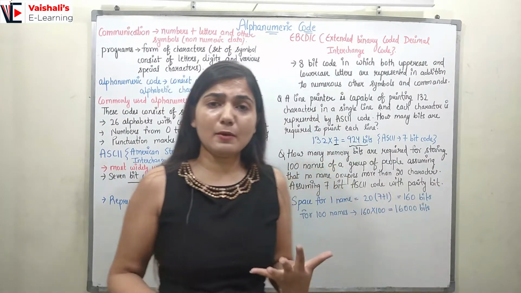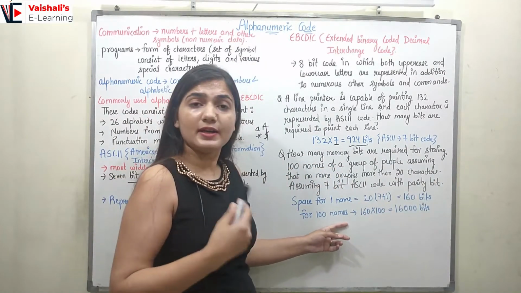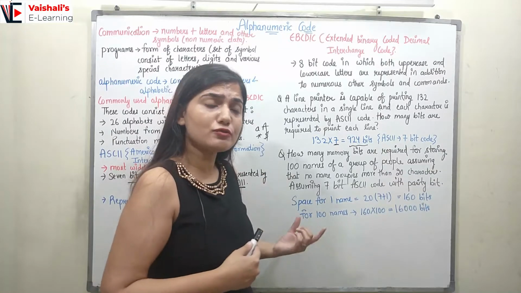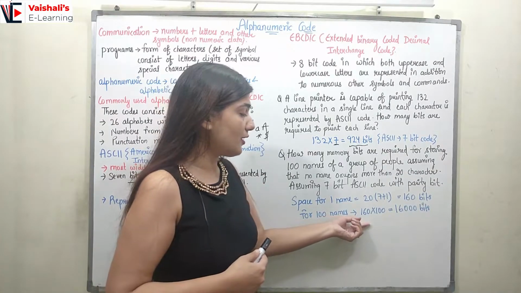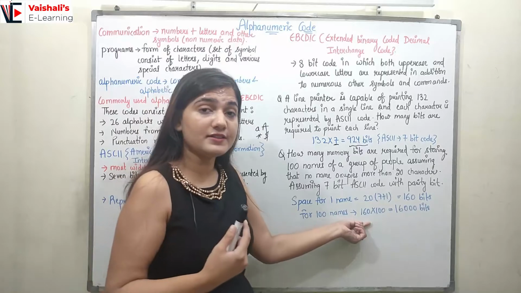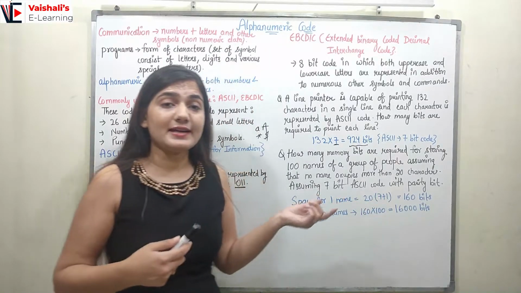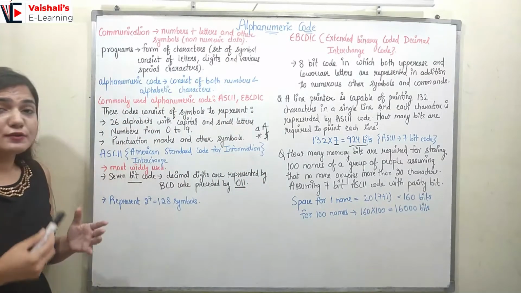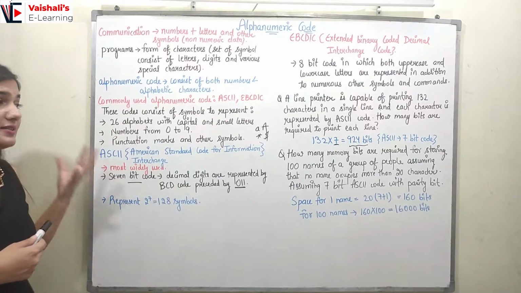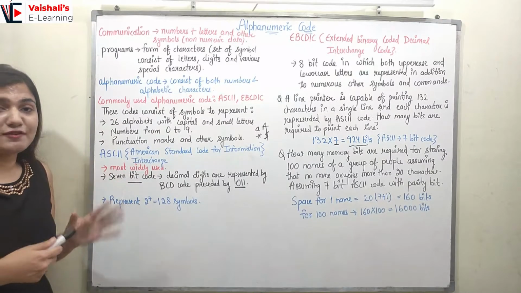So 160 bits are required to store the name of one person. How many people were there? 100 people were there. So 100 names have to be stored. And how many bits are required to store 100 names? 160 into 100, that is 16,000. So these are the various questions and the various topics that I wanted to discuss in the alphanumeric code.